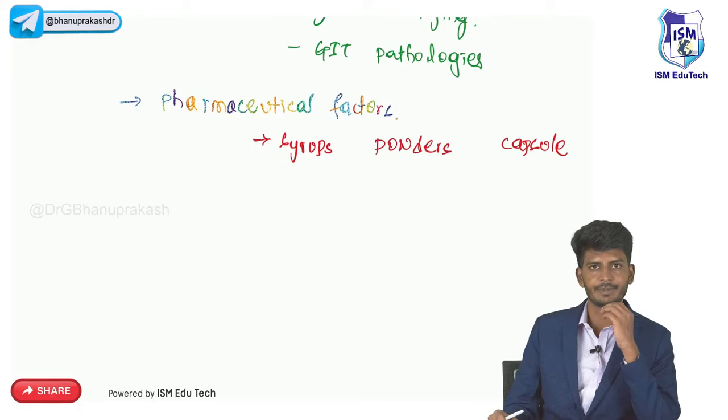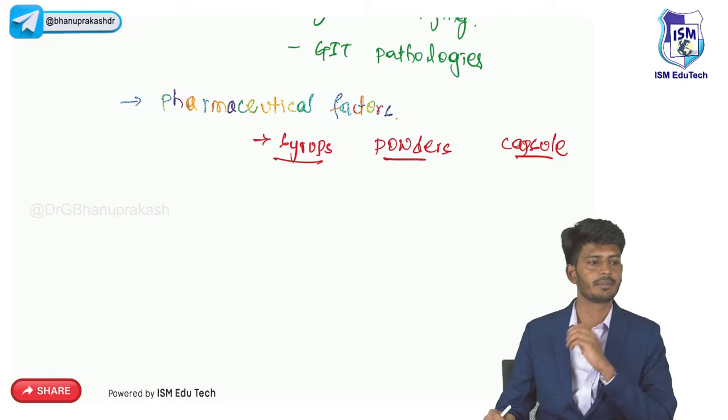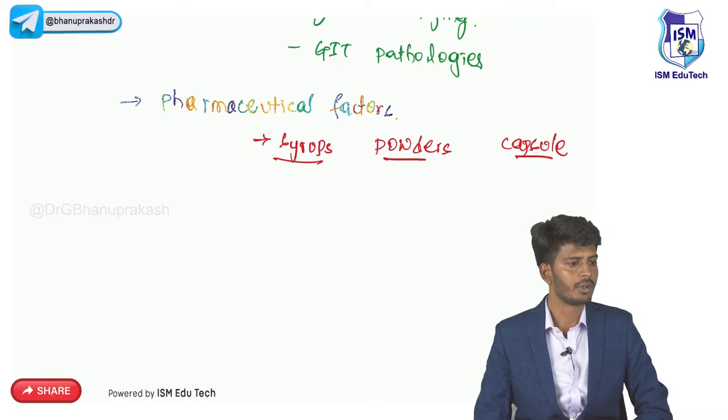Syrups are there. Okay, sir. Then I have powder, sir. I have capsule. Among these three, which is the better one you feel? So Kiran Gopal says powder. What about others? Okay, syrup. Devanjan says powder. Okay, syrup.